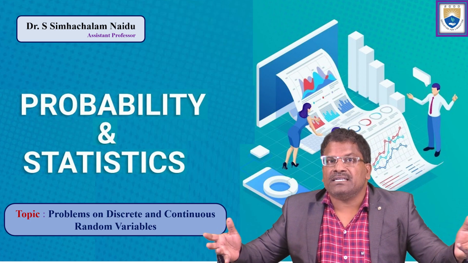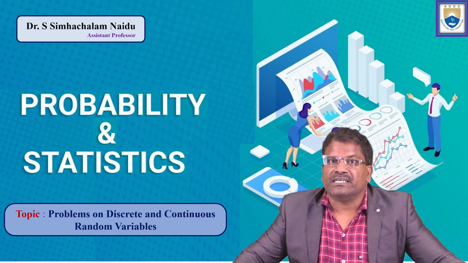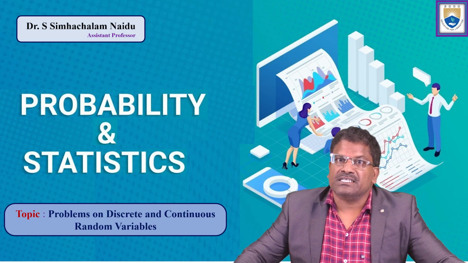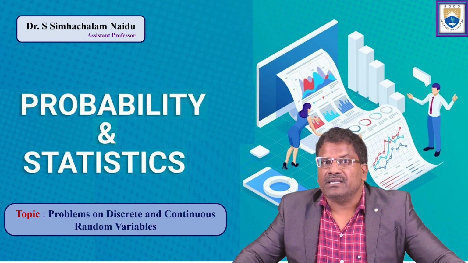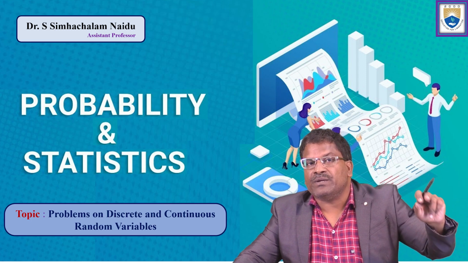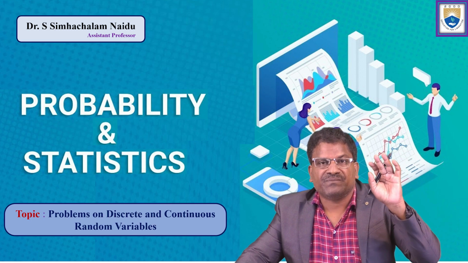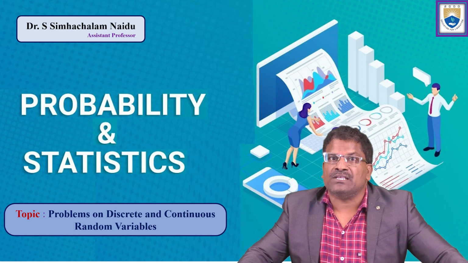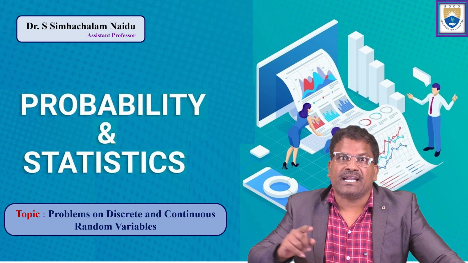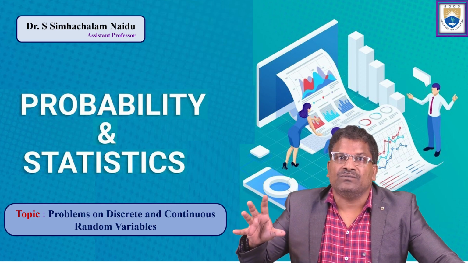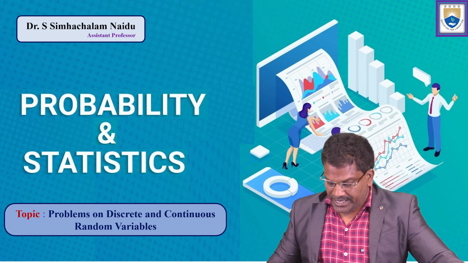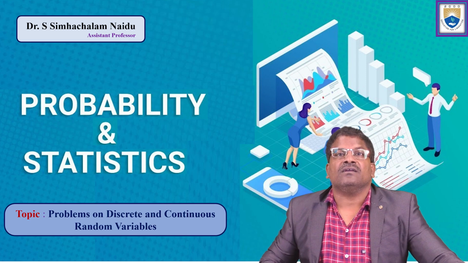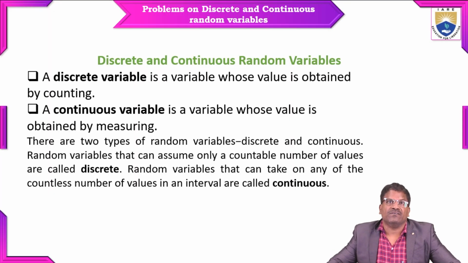While discussing some very interesting problems, sums on discrete and continuous random variables, first of all we have to keep one point in mind, that is, a discrete random variable always takes a specific value, a numerical value, whereas a continuous random variable takes the value in some range, in a particular range. That is the main difference between a discrete random variable and a continuous random variable.